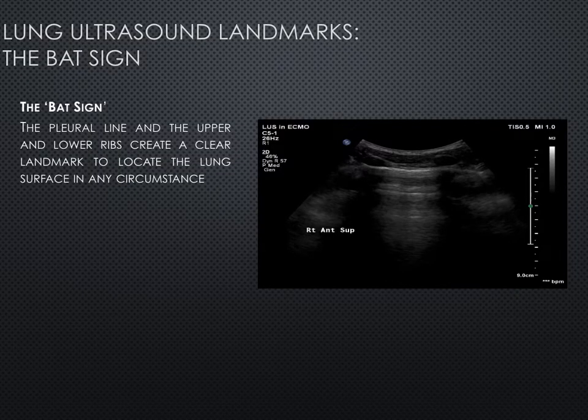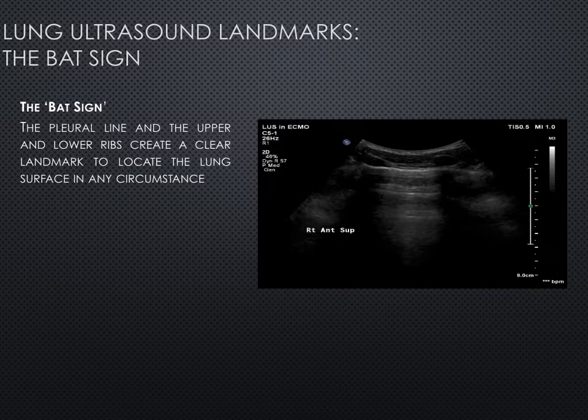We're looking at the landmark images that we'd be seeing. We've identified something called the bat sign. I'm not making these terms up. These are terms from other individuals who make these up, Daniel Lichtenstein notably. So the bat sign, if we were to draw it out here, is actually the combination of the rib space. It's actually the visualization of the pleural line between the rib spaces.